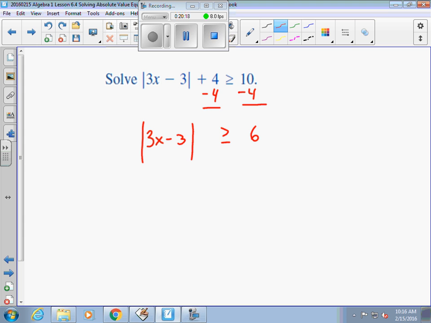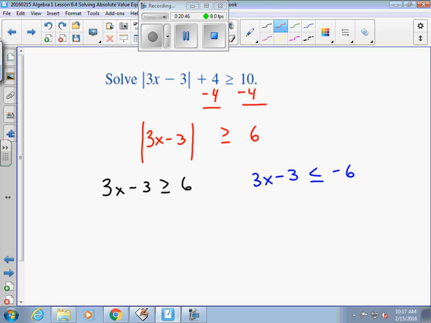If we had divided or multiplied by a negative value right there, you'd have to reverse the symbol. That hasn't changed. Now, this is a greater than one, so it's going to be "or" in the middle. We'll write the first one to say 3x minus 3 is greater than or equal to 6. Or the other one will say 3x minus 3 is less than or equal to, notice we reverse the symbol, and positive 6 becomes negative 6.